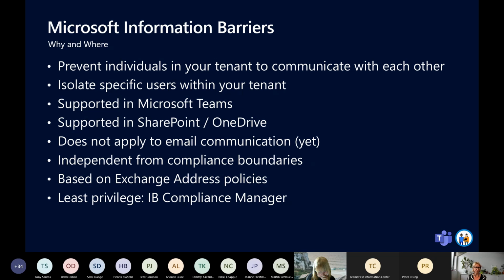That brings me to the next point. Information barriers is currently supported in Microsoft Teams and also in SharePoint and OneDrive. That means if you have Teams users and you want to control whether they talk to each other or share meetings or anything else, you can do that for Teams, for SharePoint, and for OneDrive, but it doesn't apply to email communication yet. So the setup for information barriers is currently specifically for Teams. You can set it up for SharePoint and OneDrive as well, but you can't apply it to email. If you want to apply it to email, you can do that with an email rule, but you have to build it by yourself.